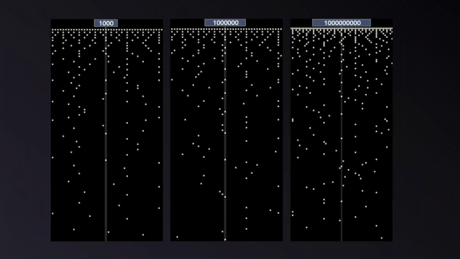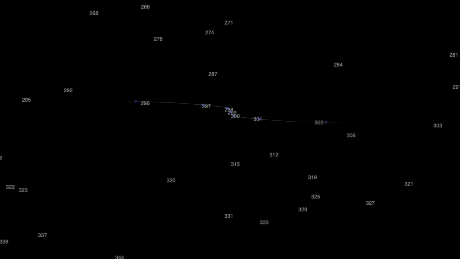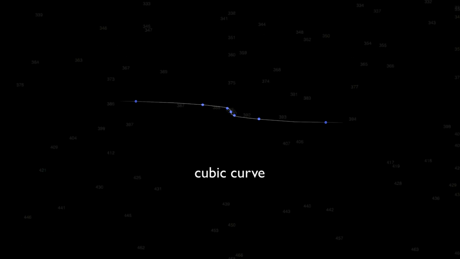Now, you may be wondering, what about cube numbers? Well, check out what happens if we scroll through the roots of all the cube numbers. We see something different than parabolas. We see something that looks kind of like cubic curves.